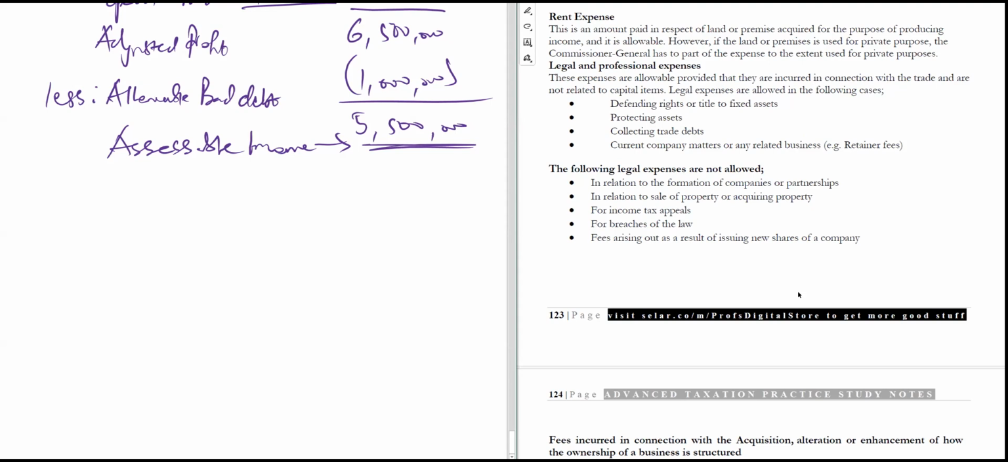If you are forming a company, the legal fees that you incur in forming a company or a partnership are not allowed. If you are selling your property or acquiring a new property, the sales taxes, the transfer taxes, the withholding taxes that you pay, right? The legal fees that you pay in relation to those expenses are not allowed. If you have an income tax appeal, you raise an objection to the GRA, and then it goes to court, the cost you incur, you cannot allow it. When you breach a tax law and you pay legal fees, not allowed. When you pay legal fees because you issued shares in a company, it's not allowed.